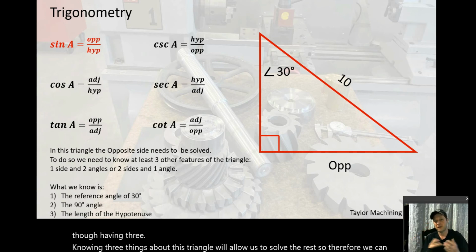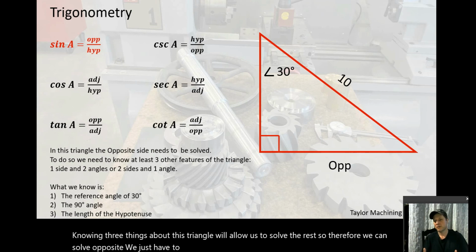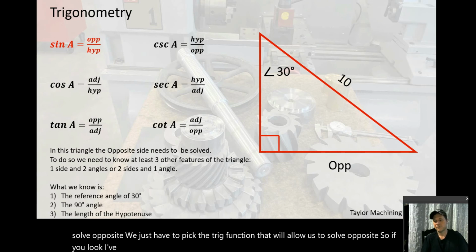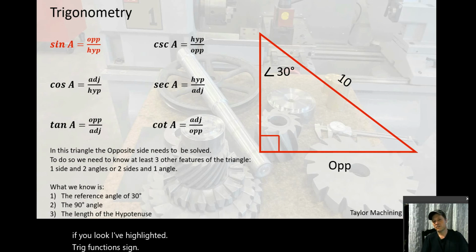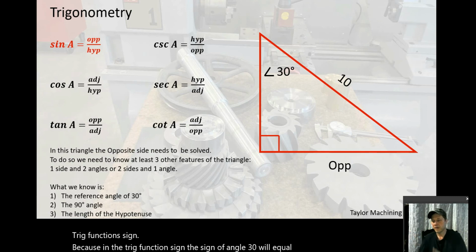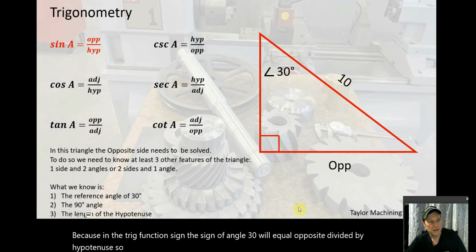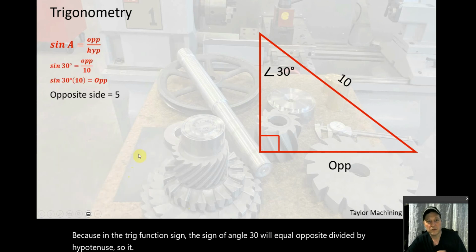We just have to pick the trig function that will allow us to solve opposite. So if you look, I've highlighted the trig function sine, because in the trig function sine, the sine of angle 30 will equal opposite divided by hypotenuse. So we'll go to the next slide to show you.